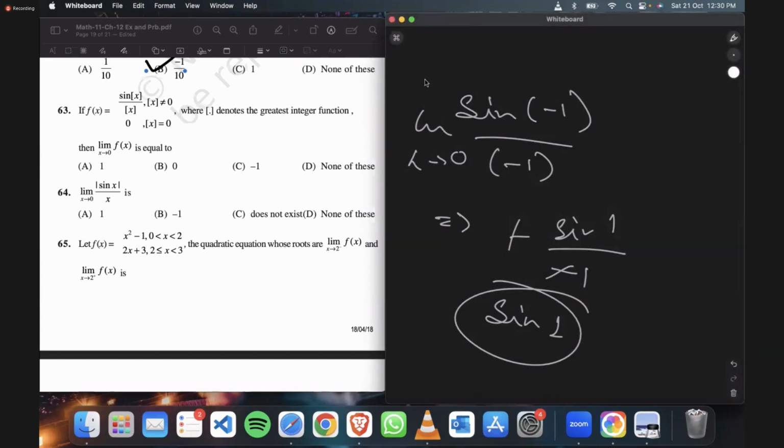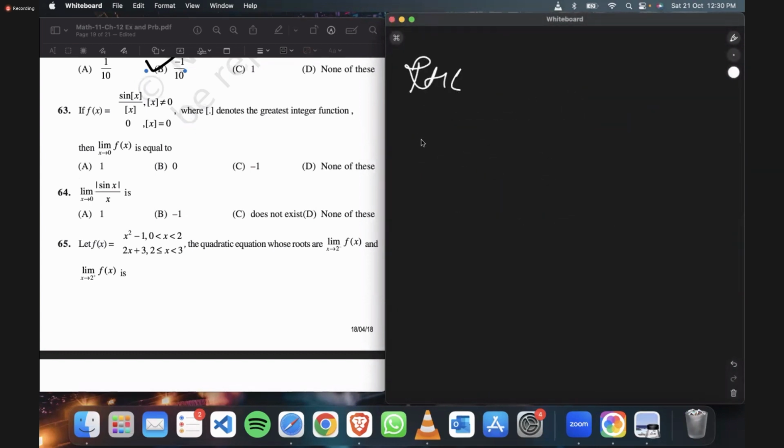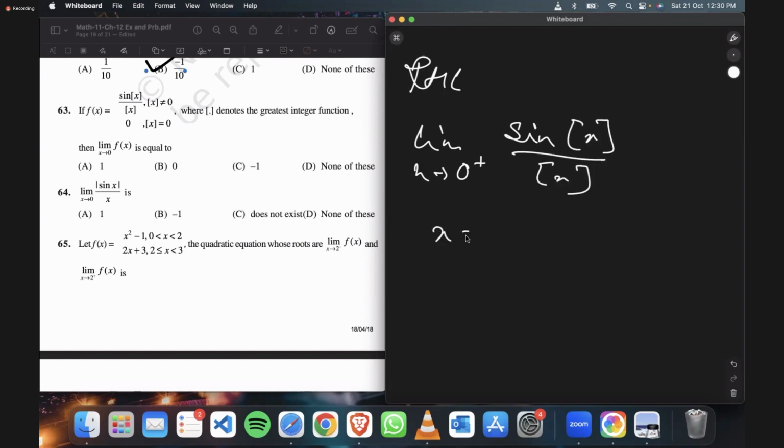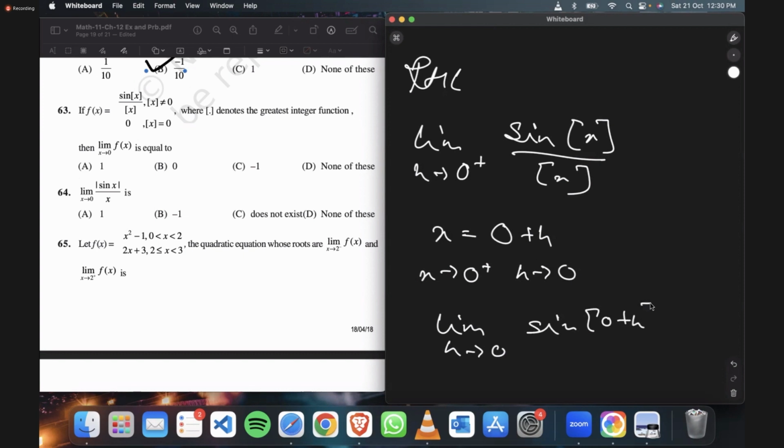And now for the right hand limit we'll just do the opposite thing. We'll approach from the right hand side. We'll be getting a 0 plus, and again the same function GIF of x divided by GIF of x. So x has been given to me as 0 plus h. Now as x must approach 0 plus positive, h must be tending to 0. All right. Now I'm just going to write it as h tends to 0 and sine 0 plus h divided by 0 plus h.